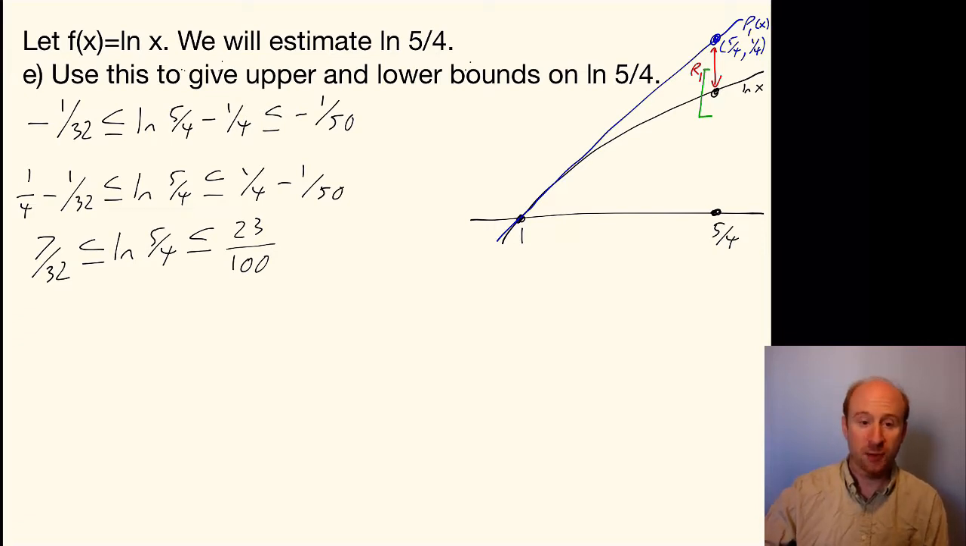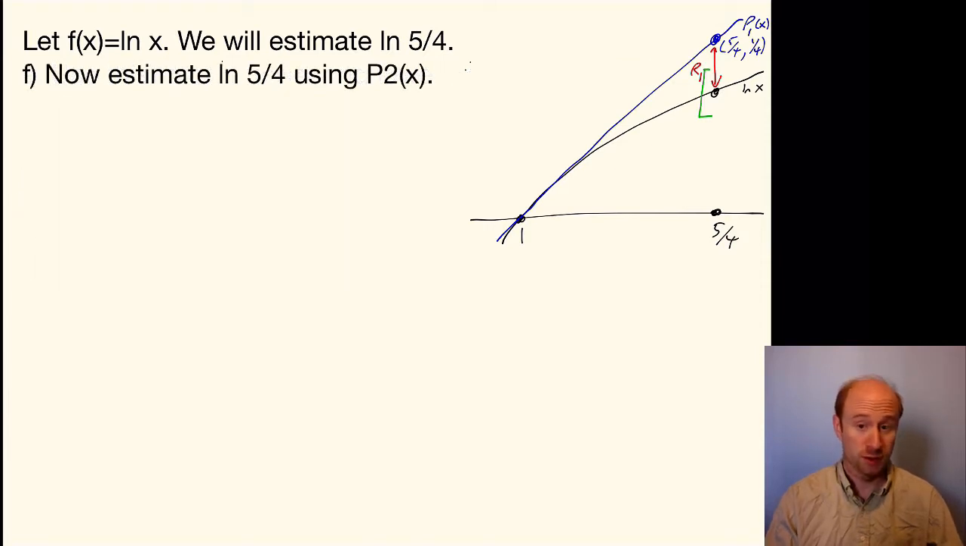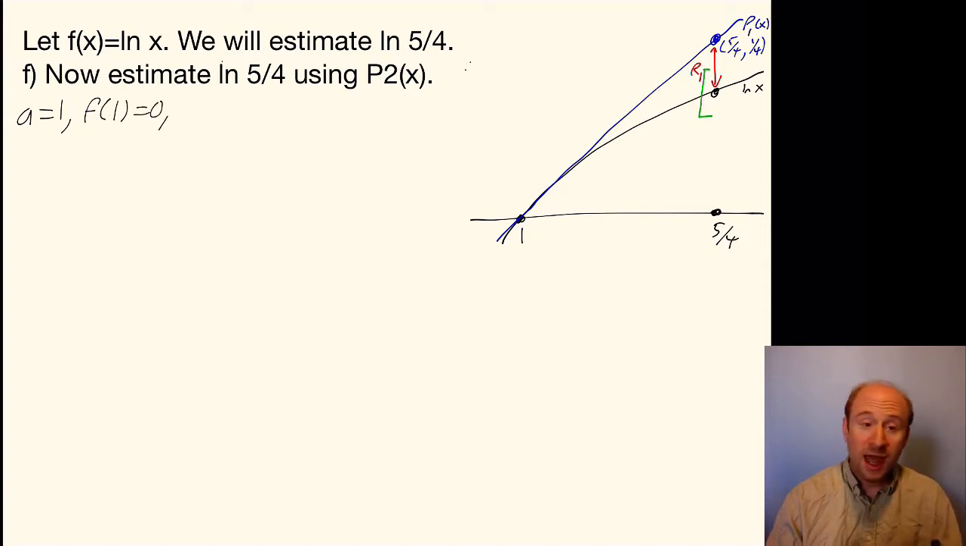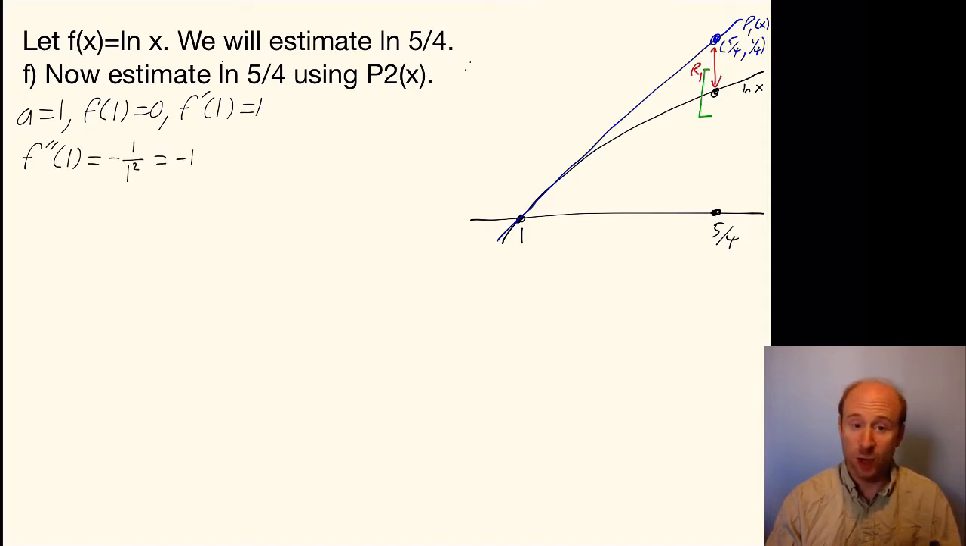Let's turn that up one step and now do it with P2, so using the quadratic approximation. But other than the fact that we're using the second Taylor polynomial, nothing is really going to change. First, let's estimate log of 5/4 using P2 of x. So again, a is 1. We know f of 1 is 0 and f prime of 1 is 1. F double prime was negative 1 over x squared. So f double prime of 1 is negative 1.